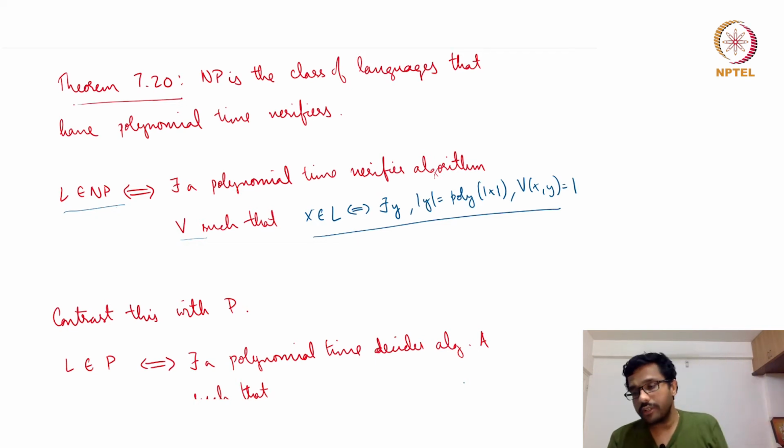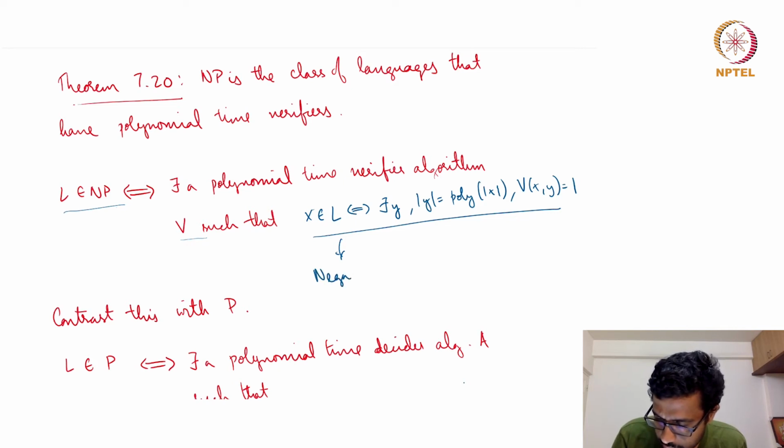If X is not in the language, there does not exist such a Y, which means for all the possible Y's that you can think of, right? So think about it, what would be the negation of this? For all the possible Y, if X is not in the language, the verifier should not accept X. Whereas if X is in the language, there needs to exist only one Y. There could be more, but there needs to exist only one Y.